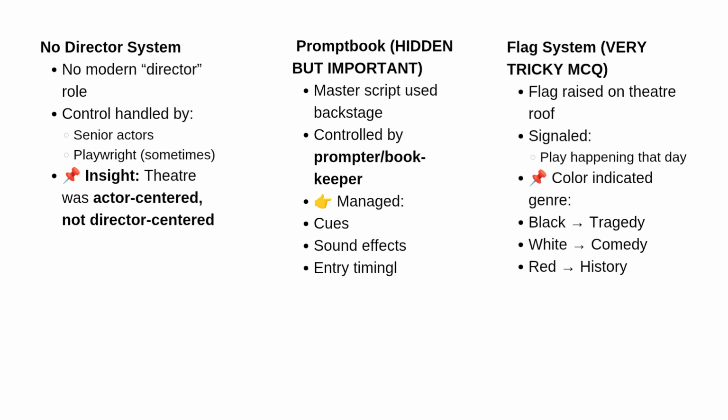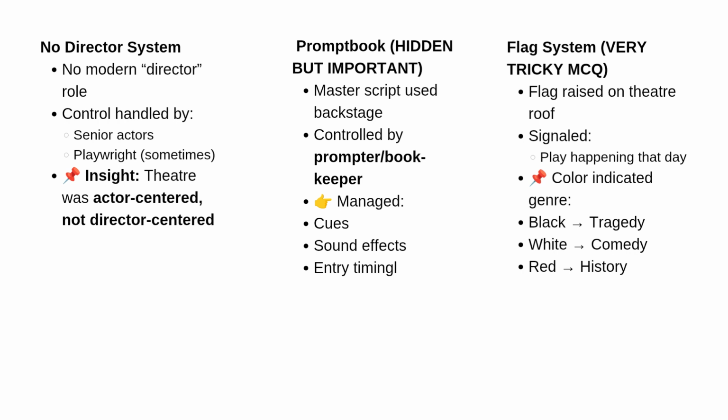Now let us move to the prompt book, which is a hidden but very important element. The prompt book was the master script kept backstage. It was controlled by a person known as the prompter or bookkeeper. This person played a crucial role in managing the performance. The prompt book contained all the details needed for staging, including cues, sound effects, and timing of entries and exits. It ensured that everything ran smoothly, even though actors themselves only had access to their individual parts.